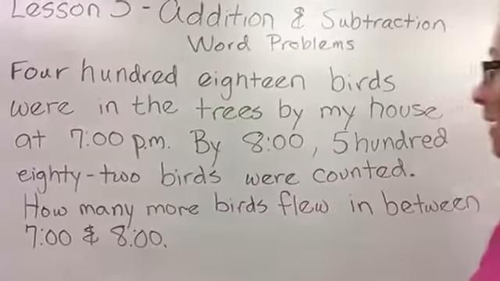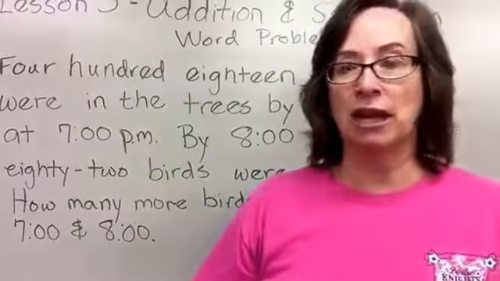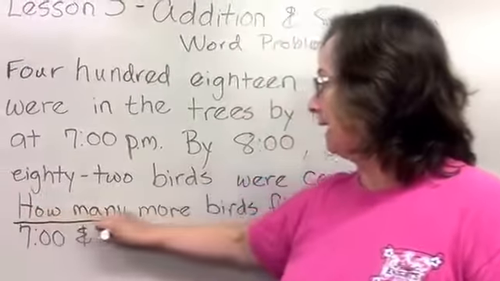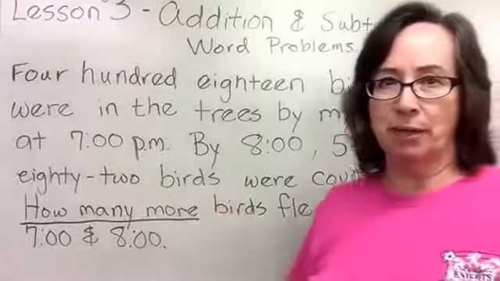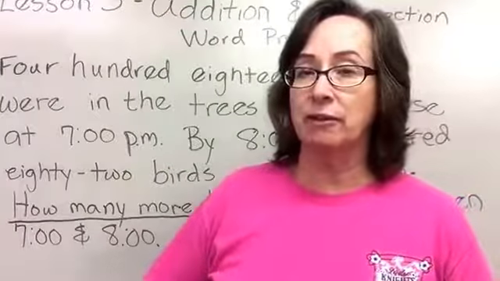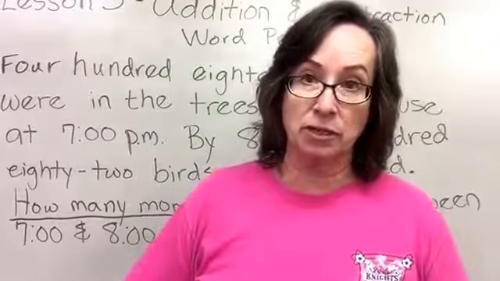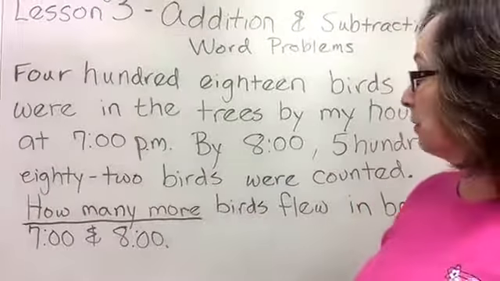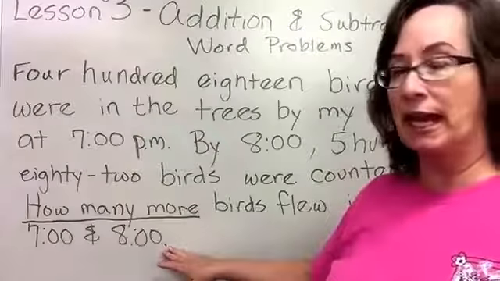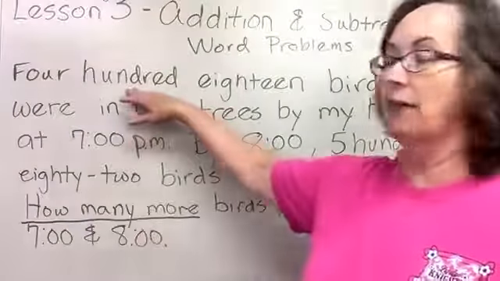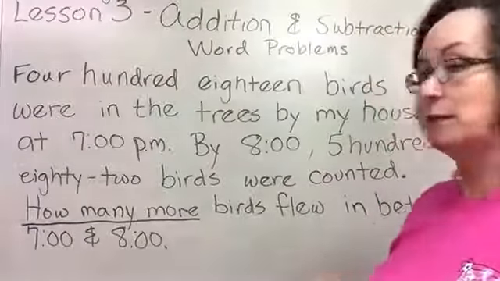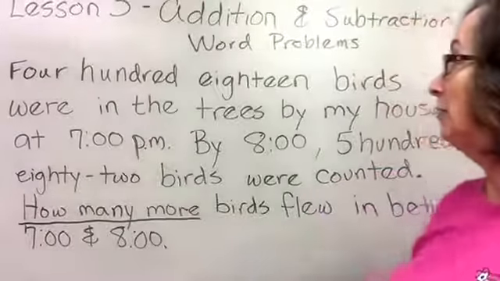All right, so how would we find that out? We're talking about keywords here. How many more birds flew in? Are we going to add the two numbers together or subtract the two numbers? Okay, we're talking about how many more birds flew in between 7 and 8. Okay, we don't want to count the ones that were already there. Okay, so we are going to subtract the two numbers.